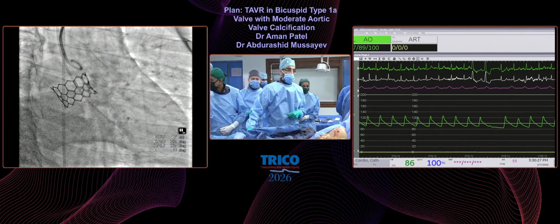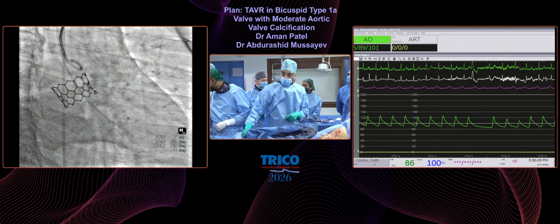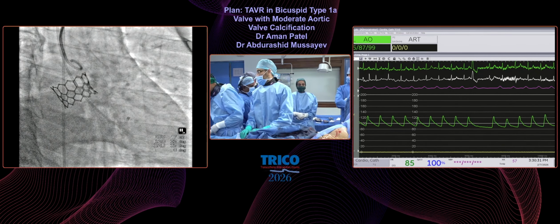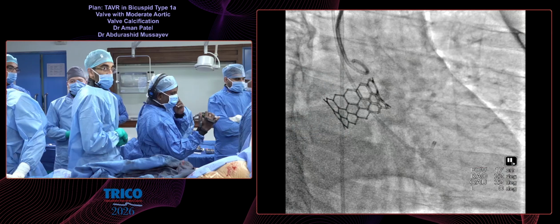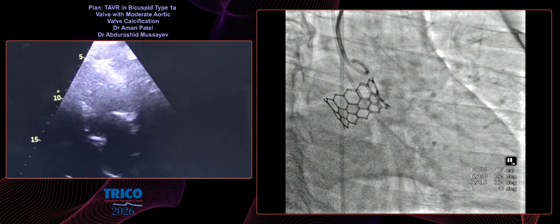So in our center, we use echo at the bedside. I think, still in our setting, doing an echo immediately after post-deployment is useful, just to look for pericardial effusion and valve function, gradient and leak, and also at times the wires can cause some injury.